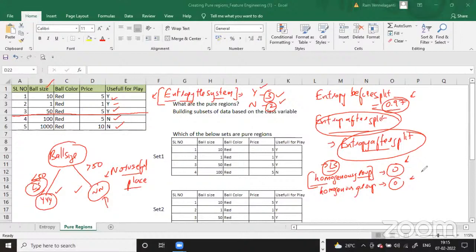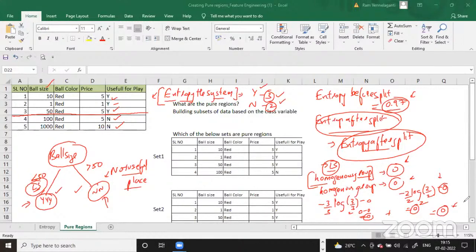Manually also we can calculate. For the left hand side: minus 3 by 3 into log 3 by 3 to the base 2, minus 0. Log 1 value is 0, so 0 minus 0 is 0. So entropy for the left hand side is 0. Entropy for the right hand side: minus 2 by 2 into log 2 by 2 to the base 2, minus 0, because we don't have any yes observations. So this is also 0. So total entropy after split is 0 for us.